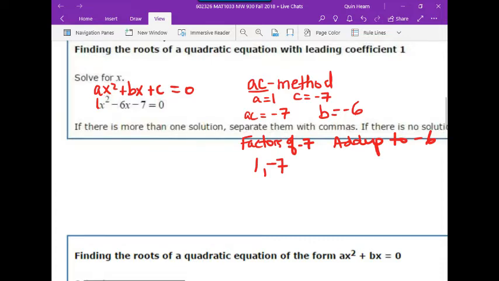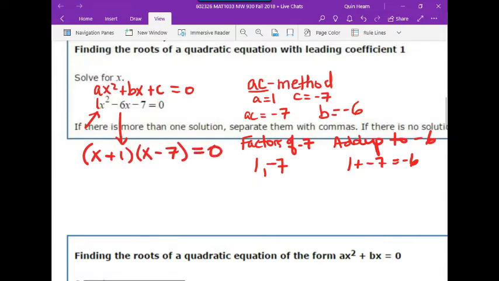Now in class, we talked about using these two numbers to split the middle term. But we said that if the leading coefficient was a 1, you could actually just skip to the end and say, okay, this is going to factor into x plus 1 times x minus 7 equals 0. So that's what I'm going to do. I'm not going to do the splitting the middle term part. I'm just going to skip to the end, use the shortcut. You could check by FOILing that out that it does equal x squared minus 6x minus 7.